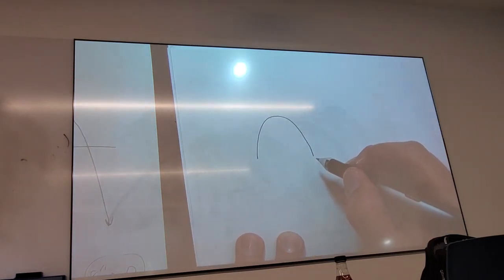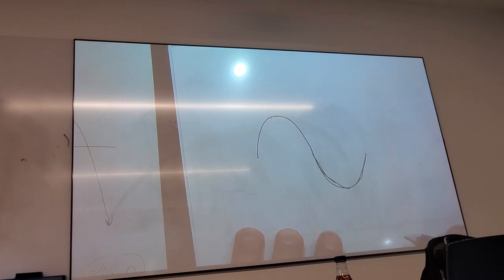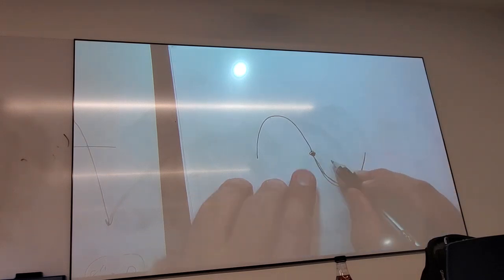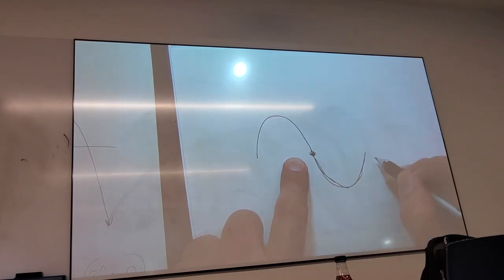Is it cup up or cup down? Cup down. That would not hold water, yes? That shape right there, is that cup up or cup down? Cup up. So that inflection point is where it goes from being cup down to cup up.